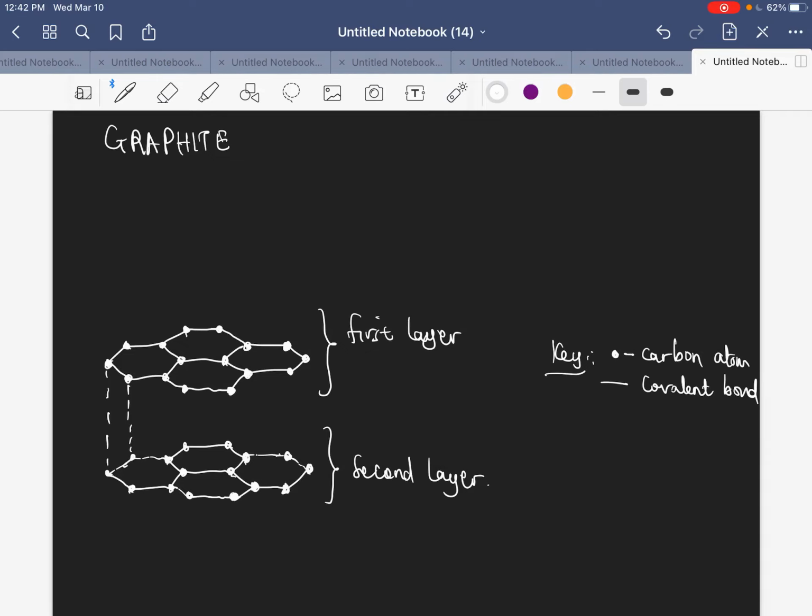Hello students, we are going to continue with allotropy, and strictly we are talking about the different allotropes of carbon. Today we are starting with graphite.